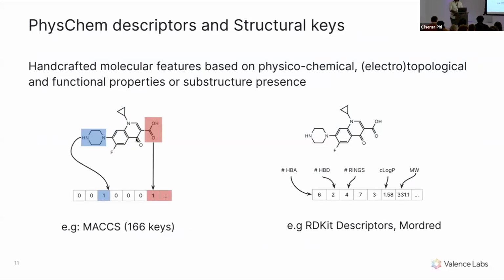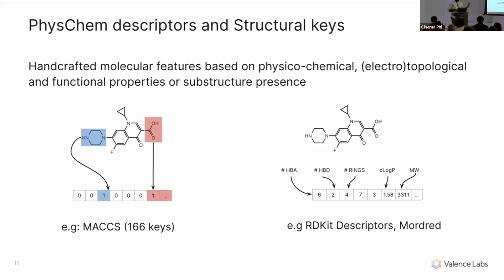A simple way to get started is to check if there is a specific substructure of interest to you that is present in the molecule. You have a binary vector where each entry corresponds to the presence or the absence of a specific substructure. So you can put 1 or 0 in each of these entries. An example of that is the MACCS keys, which is a 166-bit vector where you check whether some specific substructures are present or not.